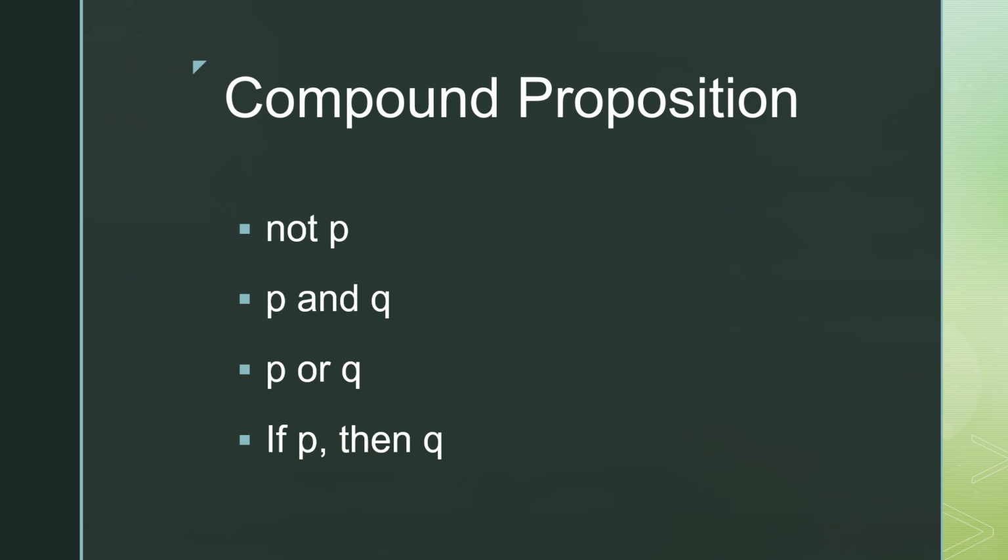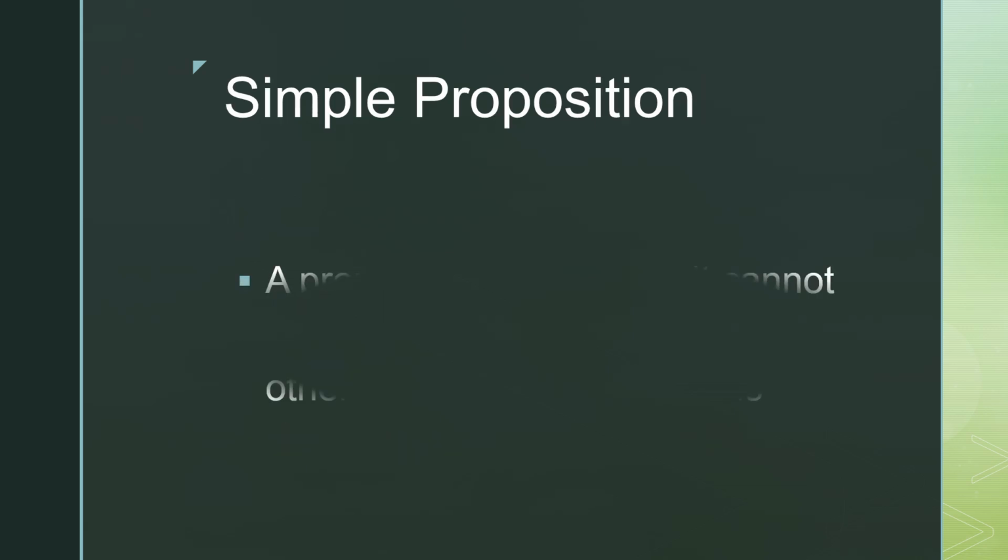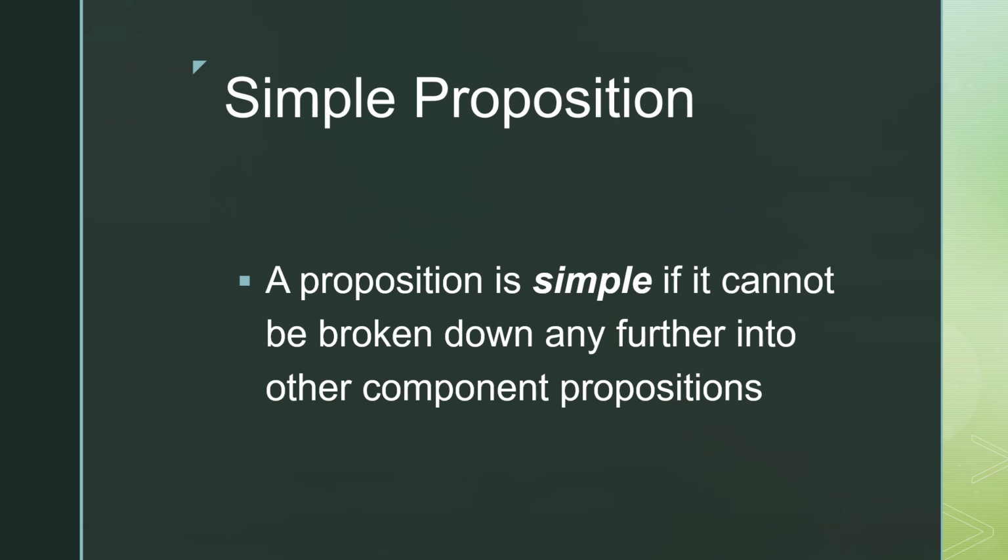So what is a simple proposition? A simple proposition is one that cannot be broken down any further into other component propositions. For example, she is beautiful. This sentence, she is beautiful, cannot be broken down. There's no and, there's no but, there's no or. So it is a single thought and it cannot be broken down. That's why it is a simple proposition.